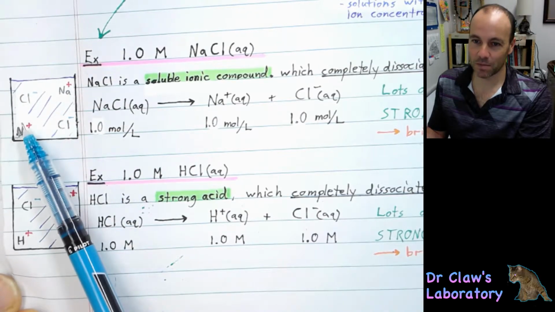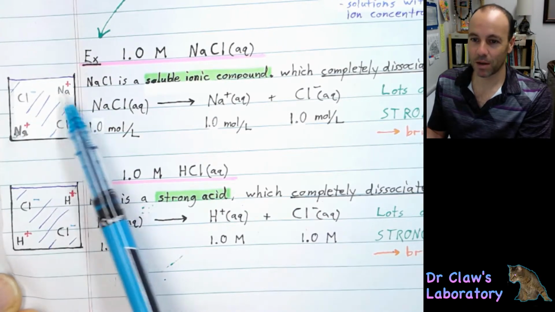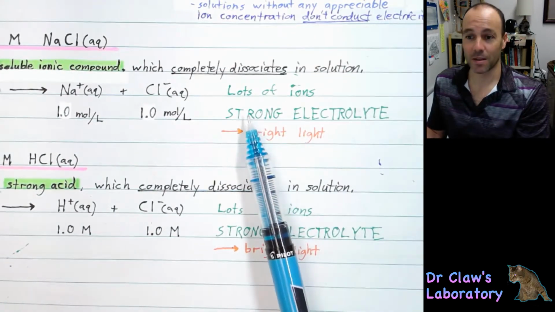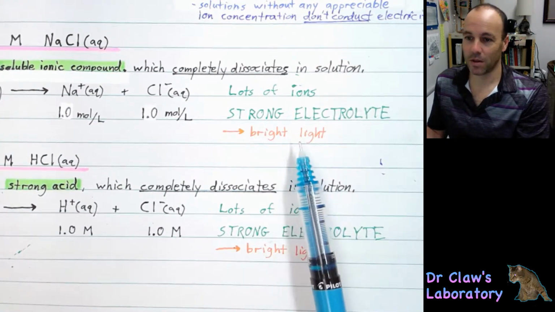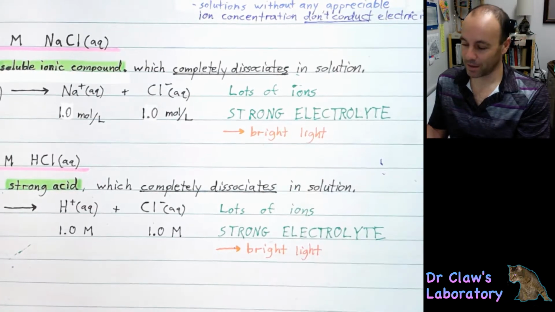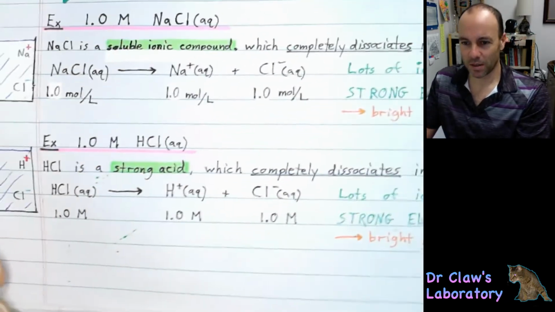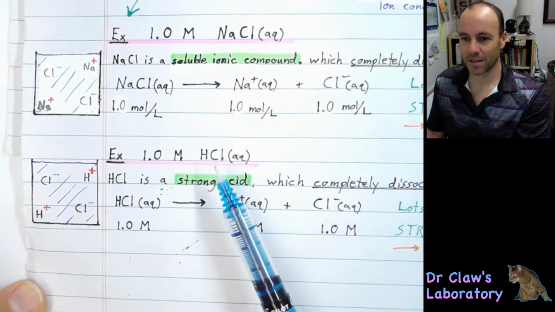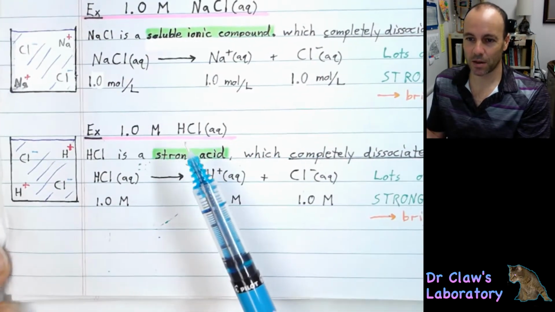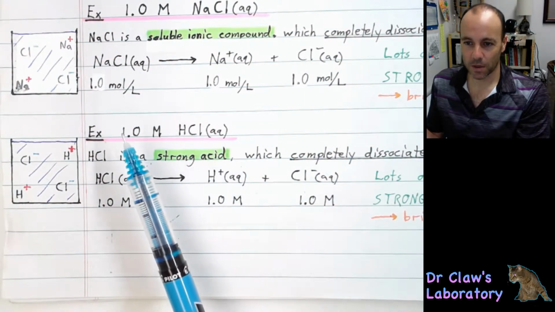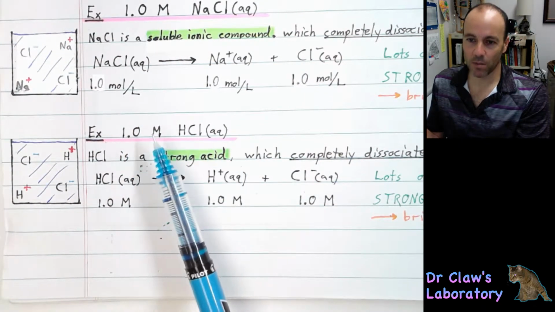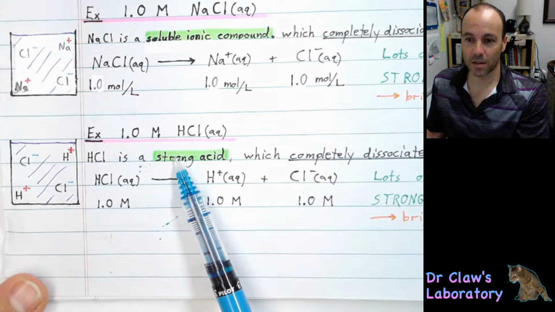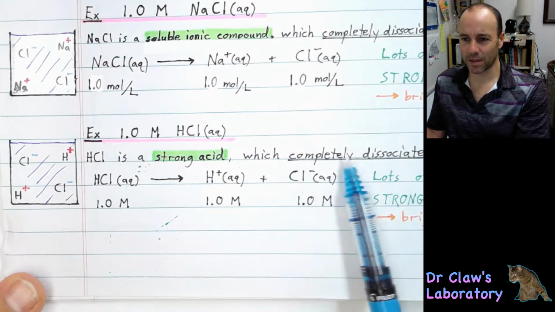All of the sodiums and chlorides are separated from one another in solution. Lots of ions. It's a strong electrolyte, and it would give you a bright light. Interestingly, some acids do this as well, and these are the strong acids. So for example, if you have 1 molarity hydrochloric acid in solution, this is a strong acid, and strong acids also completely dissociate.